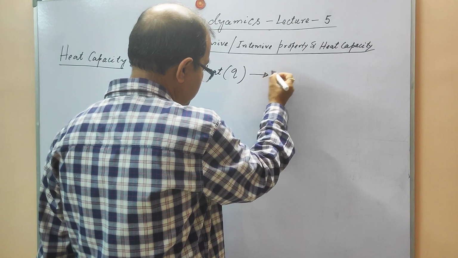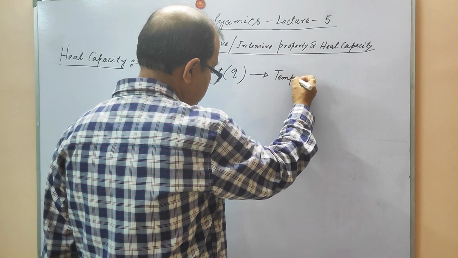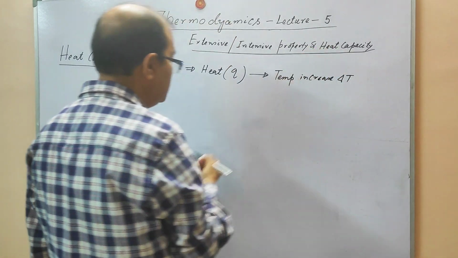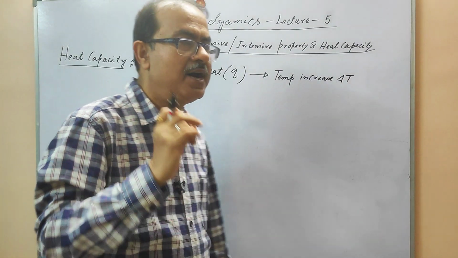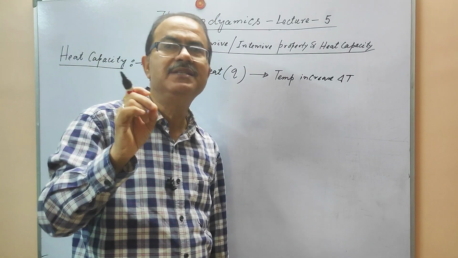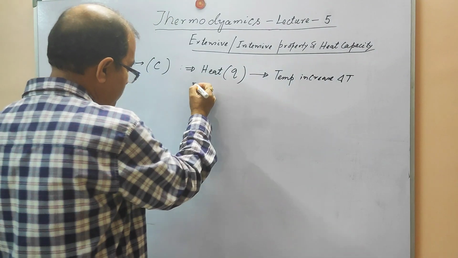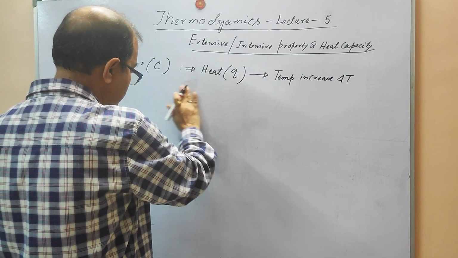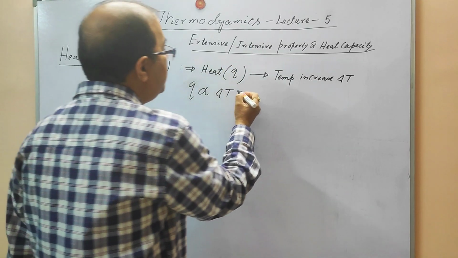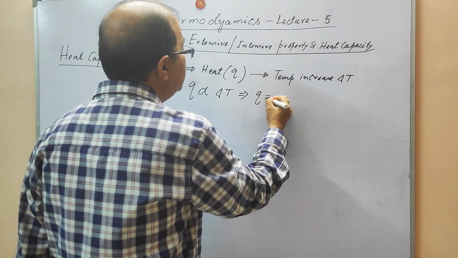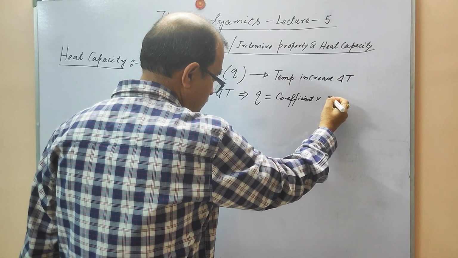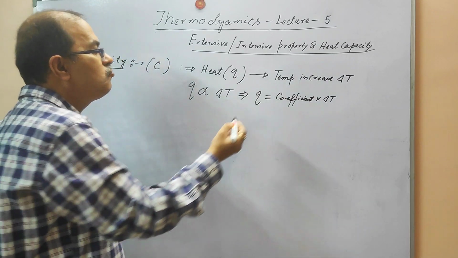So suppose the temperature increase is delta T. So we can write, because the amount of rise in the temperature is proportional to the heat, Q, that is the heat, is directly proportional to delta T, and this can be further written as a coefficient into delta T.